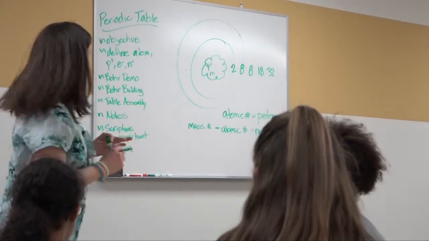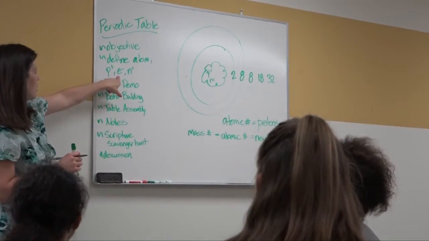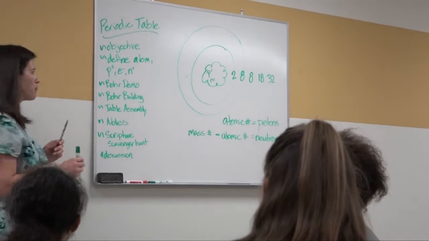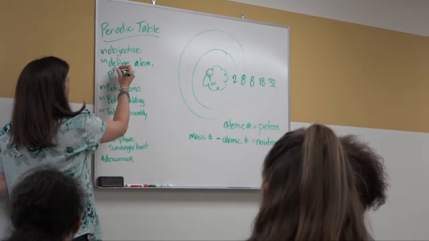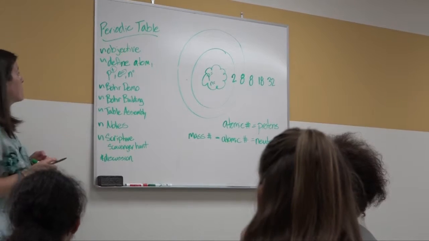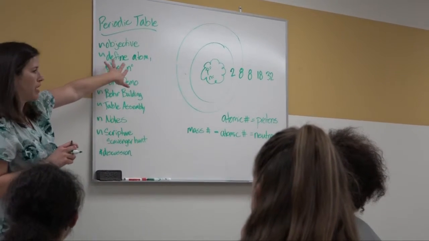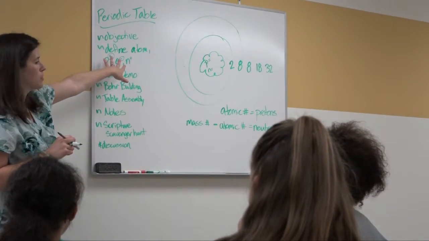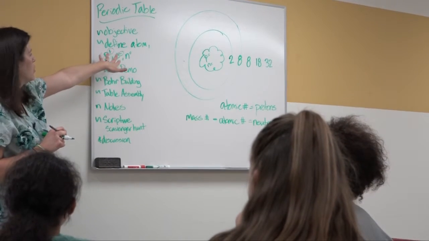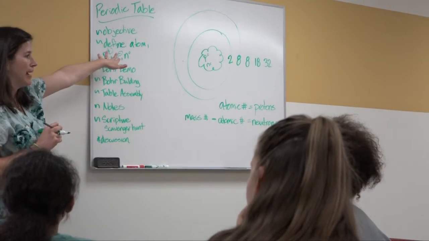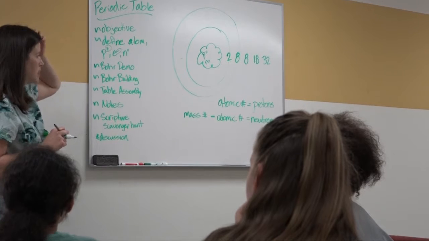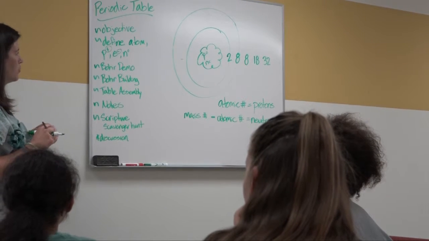Now, can anybody think of why we would want our protons and our electrons to be equal? There was an imbalance of them. If there's an imbalance, what's it going to do to that atom? It's going to make it have a charge, right? So normal atoms like to be balanced. They like to have the same number of positives and negatives, and so that's kind of where we're going with this.